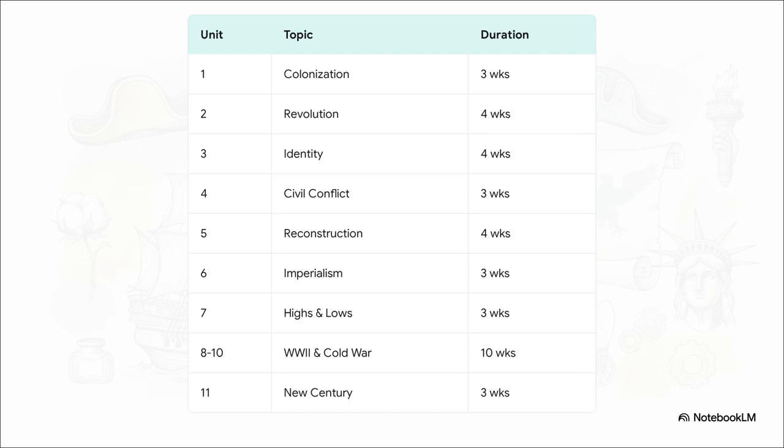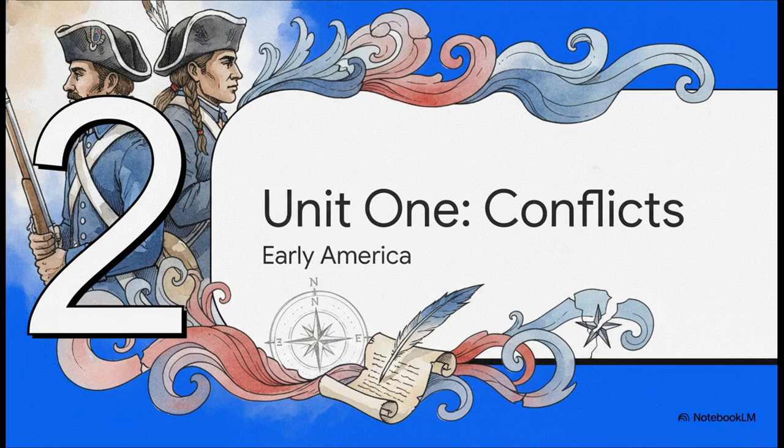The pacing you see here highlights a carefully sequenced chain of events, literally from colonizing native land all the way to facing the challenges of a new century. To formulate a cohesive, high-scoring argument, you've really got to understand how these periods fundamentally connect to each other. Section 2, Unit 1, Early conflicts.